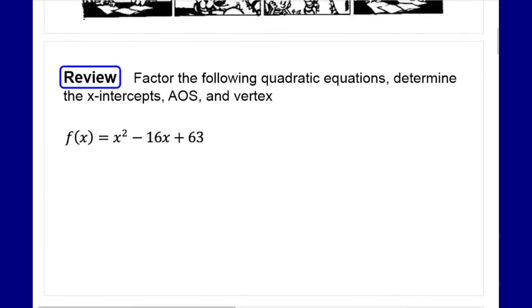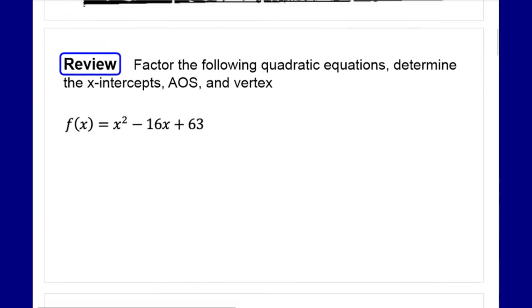So just as a review, we want to factor the following quadratic equations and determine the x-intercepts, the AOS, and the vertex. This is, again, what we've done before. Please review the previous lessons if you haven't done so, or if you forget what's happening. If I want to factor this, it is one of those simple trinomials. I'm looking for two values that multiply to give me 63, and the same two values have to add to give me negative 16.